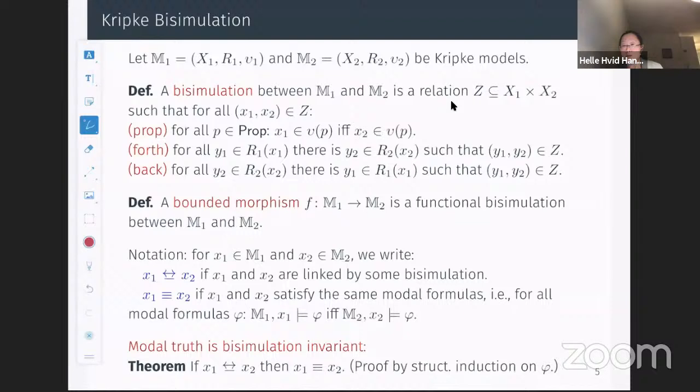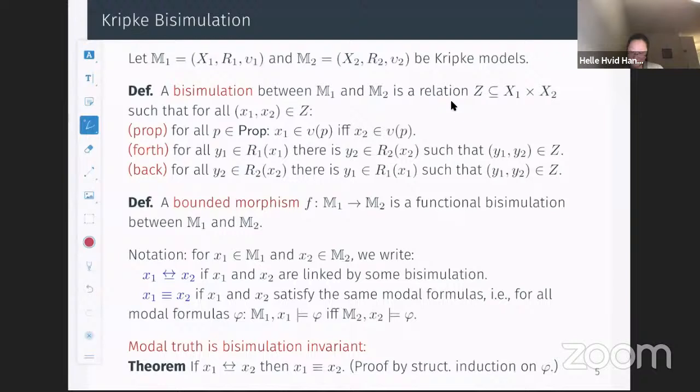If we have two states that we really consider to be behaviorally indistinguishable, which bisimilarity witnesses, then they also satisfy the same formula. The modal language cannot distinguish the two states. Now you can prove this by a straightforward structural induction on the formula phi. But it will be shown at the level of coalgebras later in this talk.